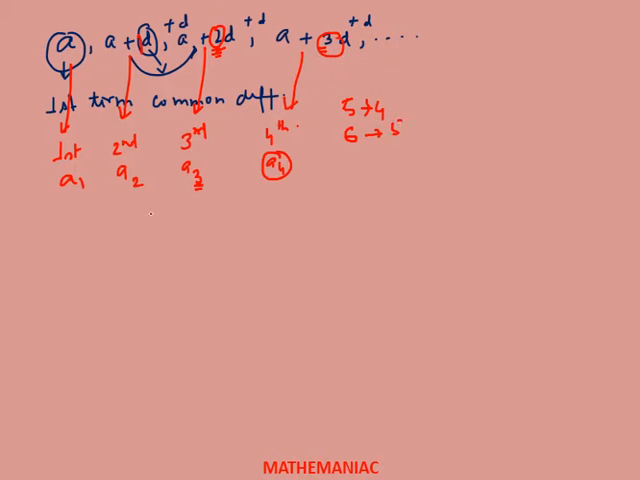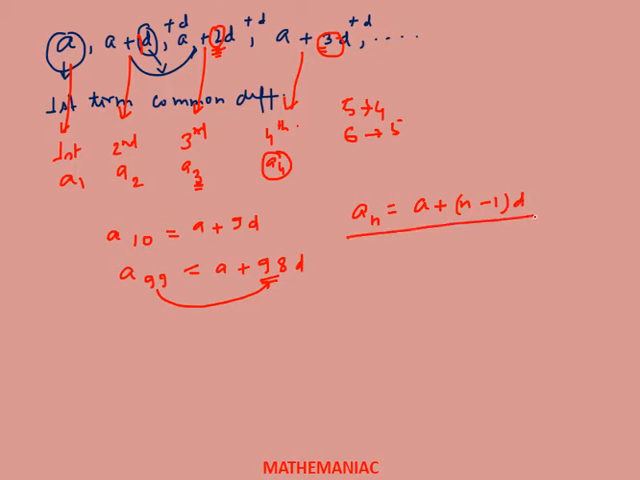So keeping this pattern in mind, if I ask you what is A10, very immediately you will say it is A plus 9D. Similarly, if I write A99, very easily you can generalize this as A plus 98D, because this is less by 1, right? And therefore I am writing here the general term. The general term, An, is equal to A plus n minus 1 into D. This is known as the general term of the arithmetic progression. So you must be very clear about that.